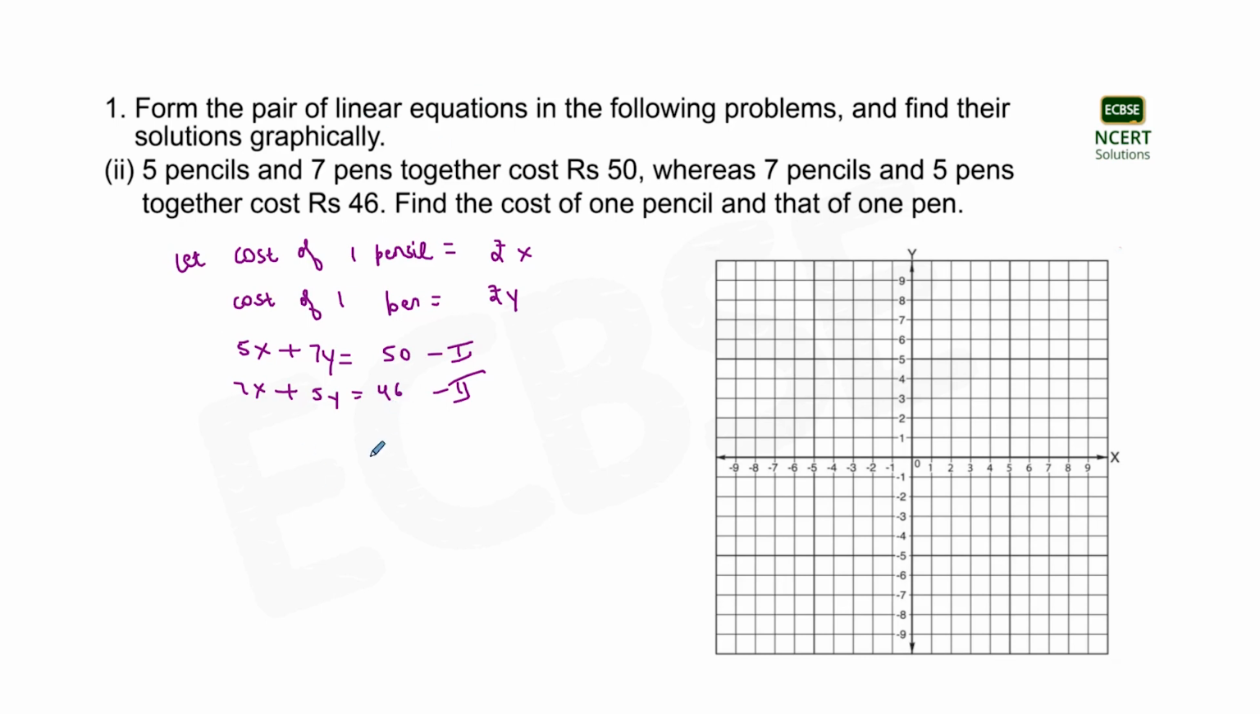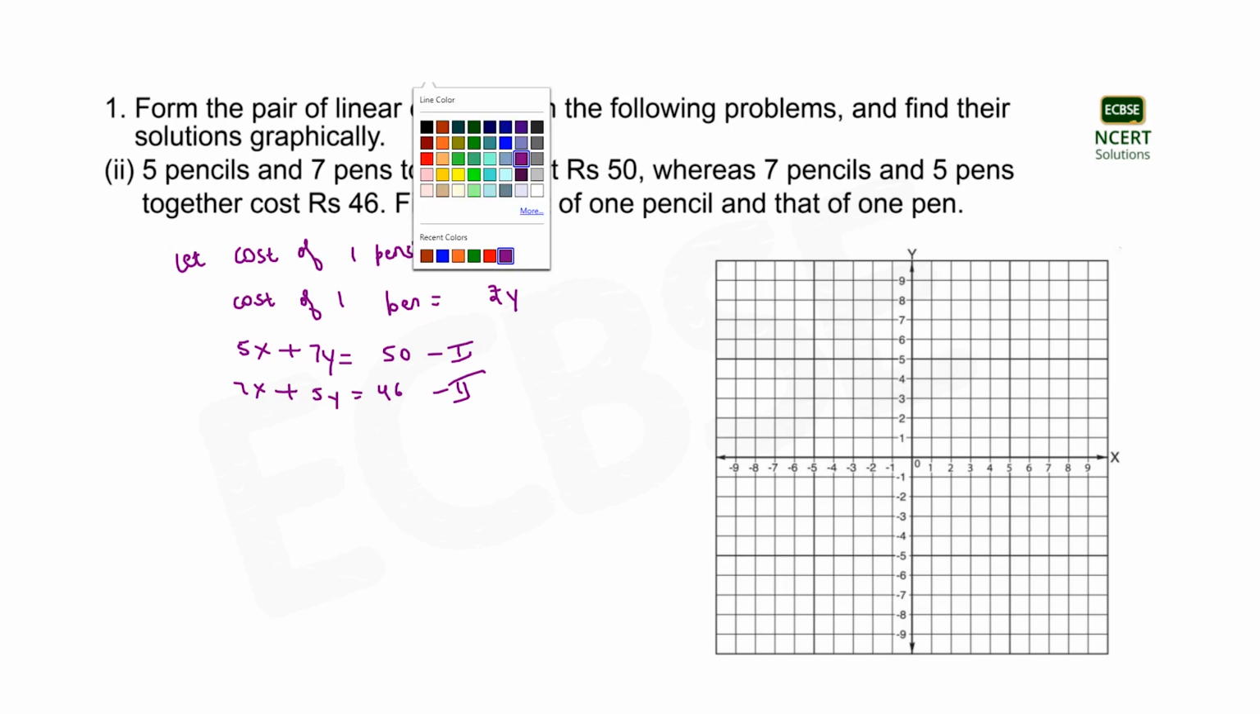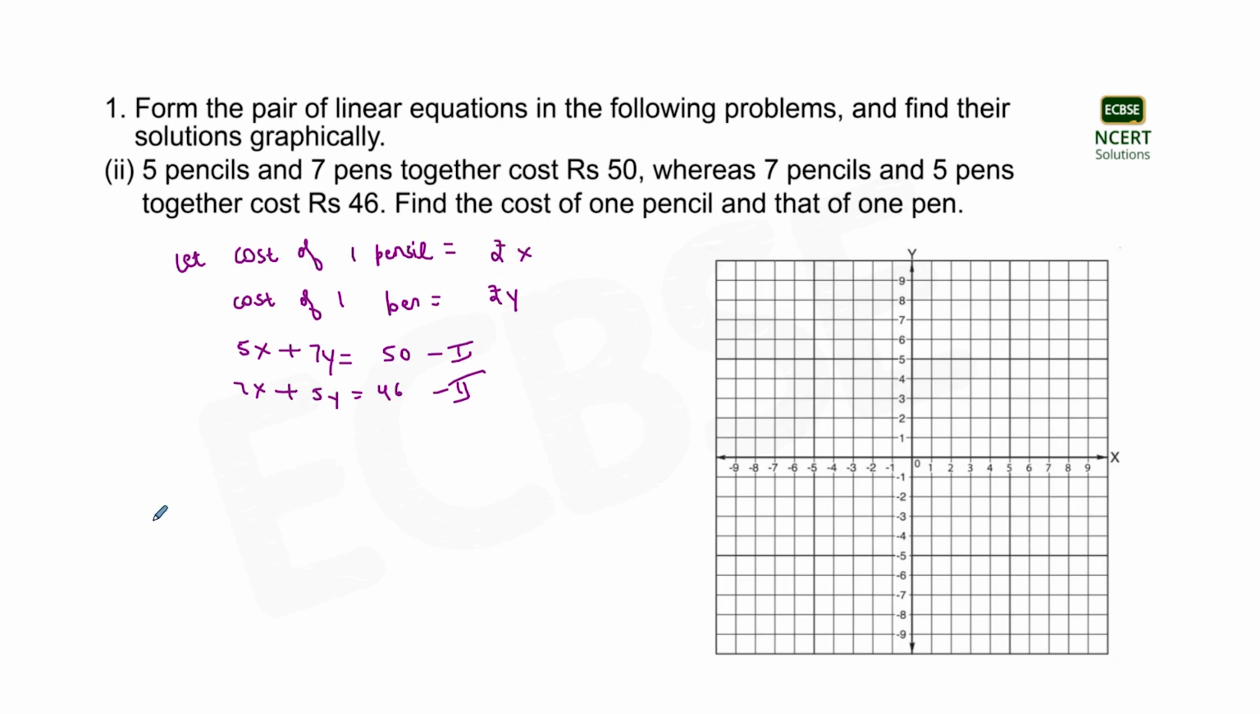So in order to find the cost of the 1 pencil and the cost of the 1 pen, what we need to do is to draw the table for these 2 linear equations separately. Now this table will be representing the first equation. Drawing the table between the variables x and y, let the value of x be equal to 3. Then if we put x equal to 3 in the first equation, the value of y comes out to be 5.